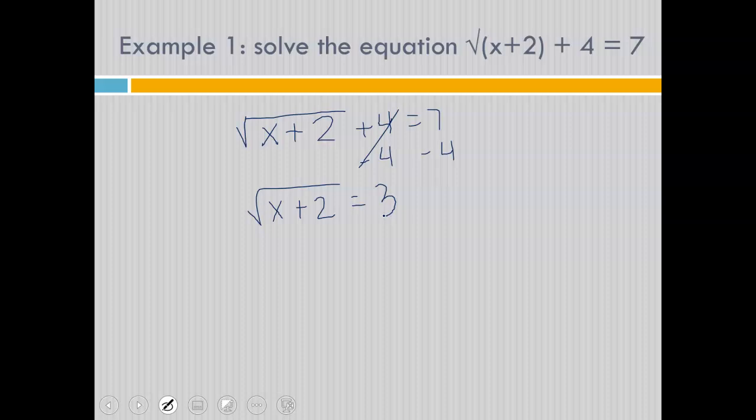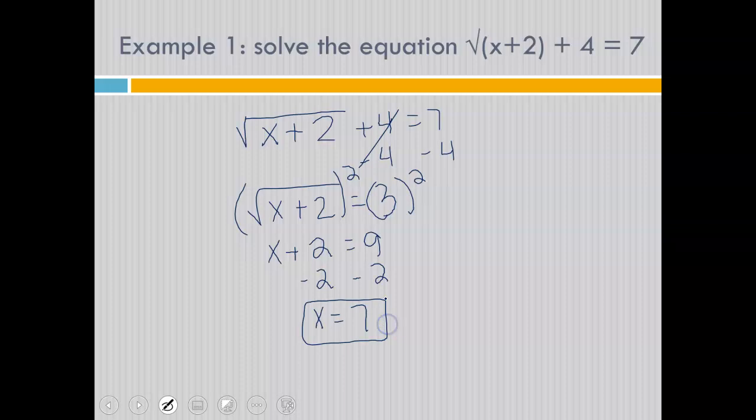Now you want to solve for x. So how do you get rid of something square rooted? You take the square. And then you solve for x. So we get x equals 7.